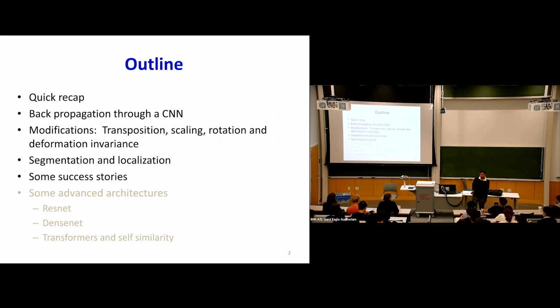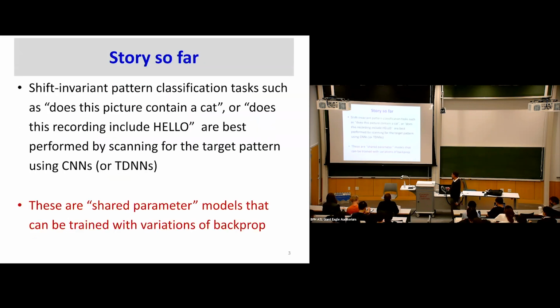So we're going to be talking all about more about computing derivatives, and then we're going to look at some success stories. The story so far: shift invariant pattern classification tasks such as does this picture contain a cat, or does this recording include a hello, are performed by scanning for the target pattern using CNNs or TDNNs. These are shared parameter models that can be trained using backprop.